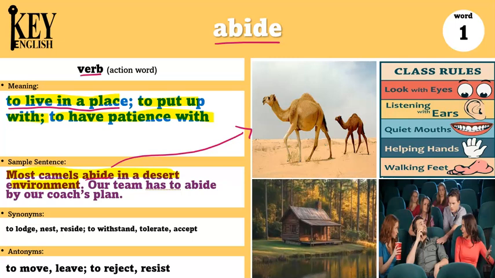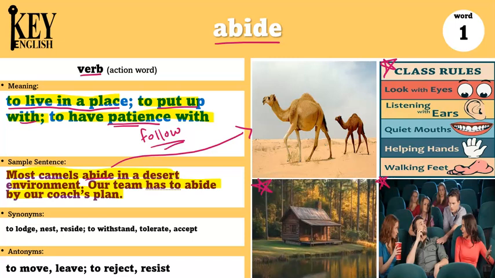And the second sentence says, our team has to abide by our coach's plan. So that's meaning that they have to follow that plan, they have to put up with it or have patience with it. We often use it when we say someone has to follow something, like following the rules. Some other examples are, they abide in a small house near the lake. So they live in this house near the lake. Or we could say, we must abide by the school rules. So we have to follow the rules or have patience with these rules.